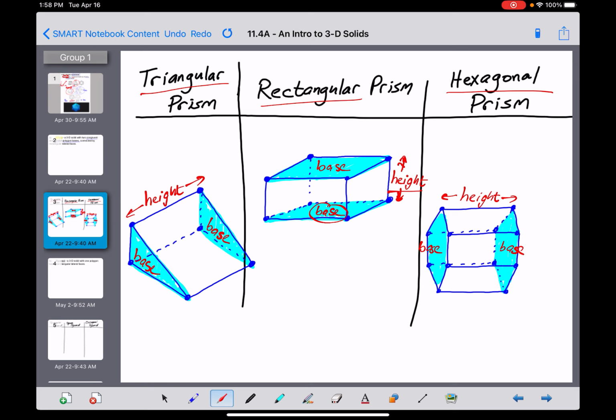Okay, so all 3 of those are examples of prisms, but those are not all of the prisms that are out there. You could make a pentagonal prism, an octagonal prism. You're just naming it according to what shape its base is. So that, everybody, is what a prism looks like. And that's the first major type of polyhedron that we're going to be talking about here in 11.4.